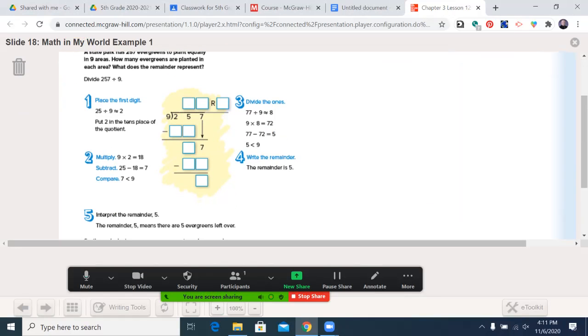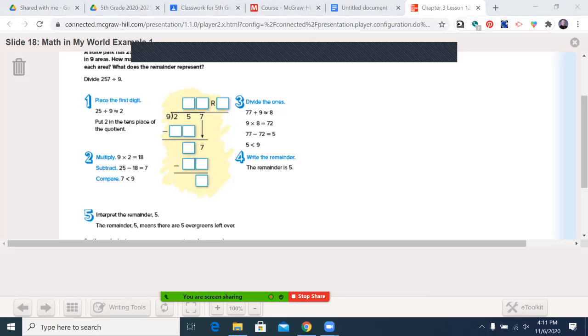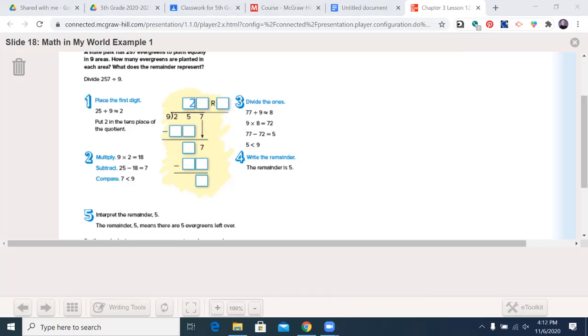So I'm going to pull up my annotation tool. Place the first digit. 9 does not go into 2. And if you remember from last week, then we regroup these 2 groups of 100 as 20 groups of 10, and we have 25 tens. 9 goes into 25 twice. 2 times 9 is 18. 25 minus 18 is 7. 9 goes into 77 8 times. If you need to use the 9 tricks, go ahead. 8 times 9 is 72.